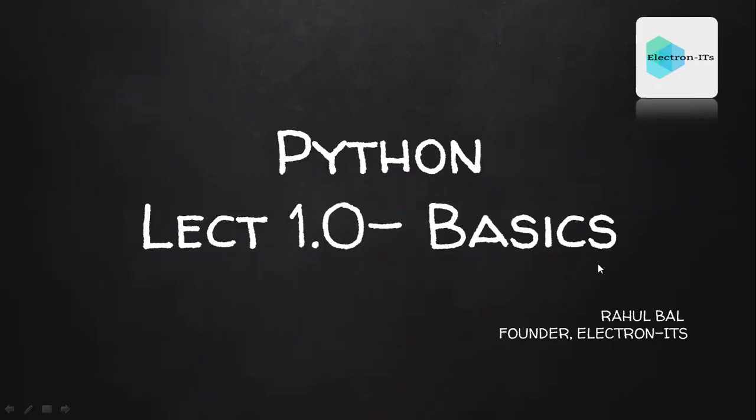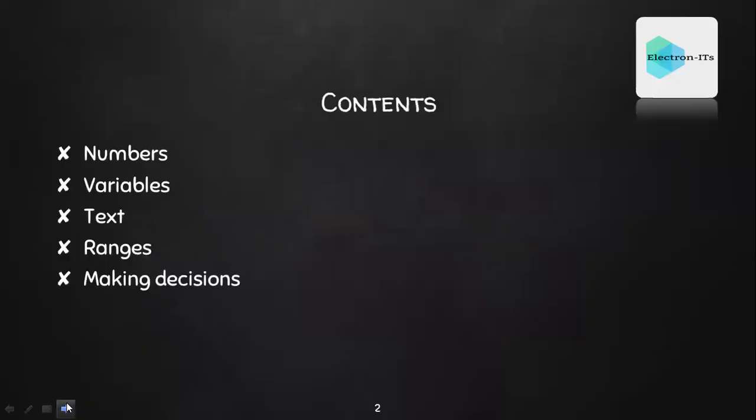Today we will talk about Python basics. In this session, we will cover different types of numbers, then variables, how to deal with text, what are the ranges and how to use different number ranges, and how to make decisions. In short, we will begin from numbers.